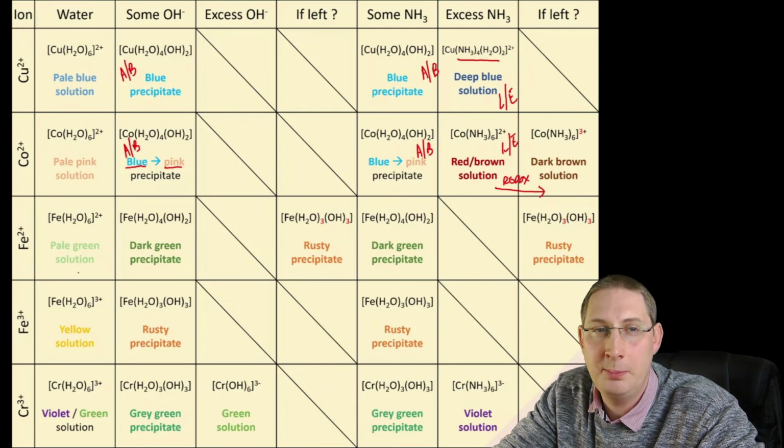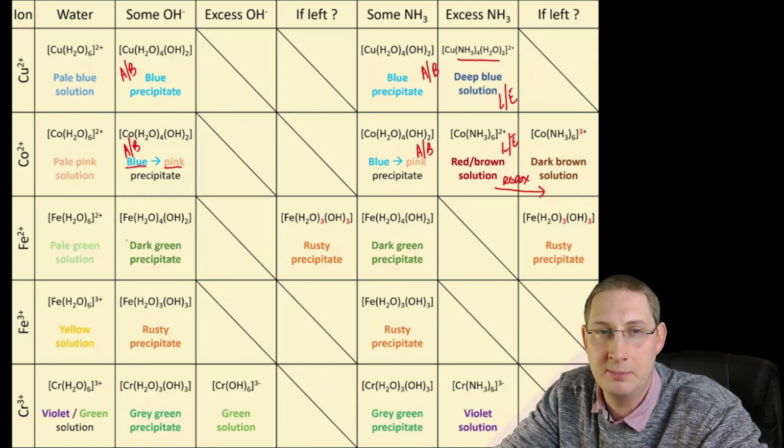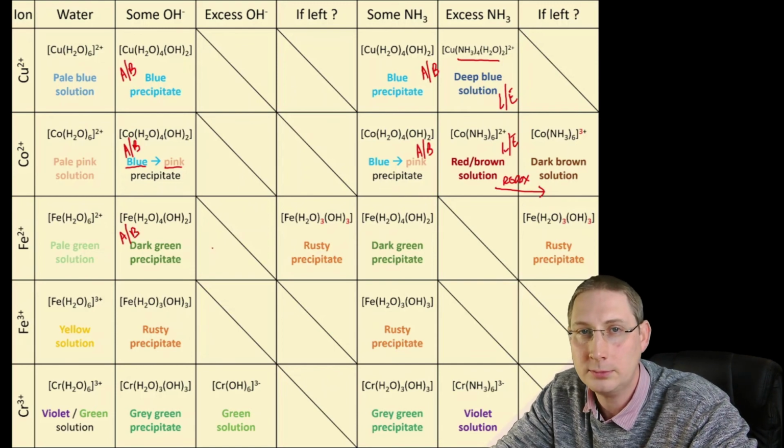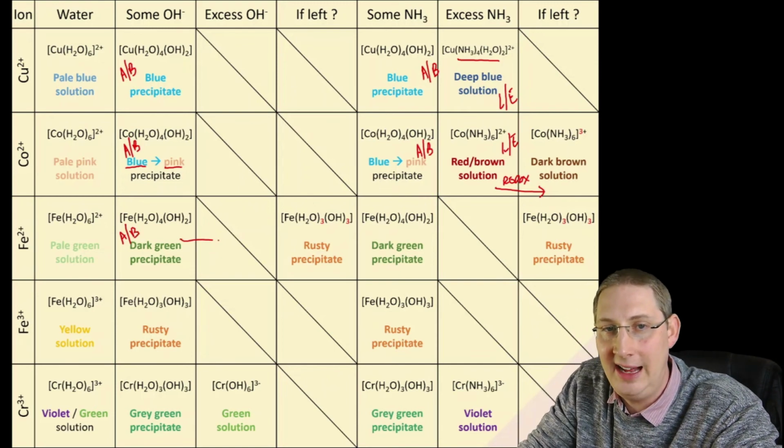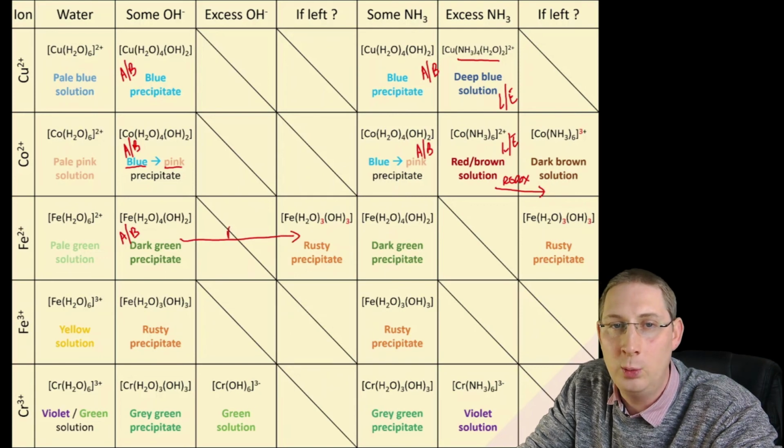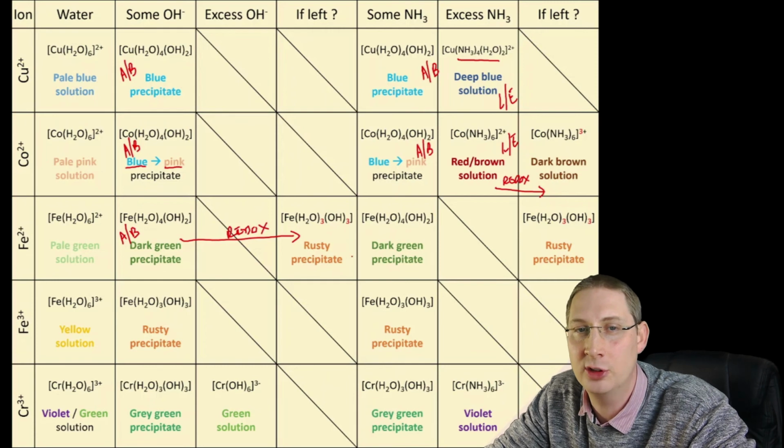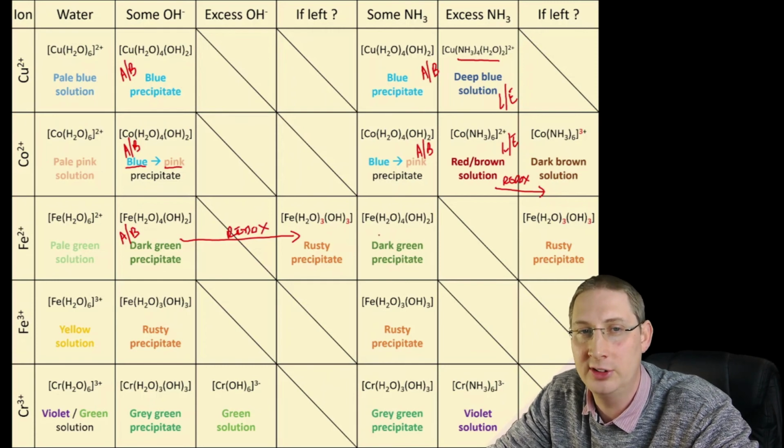Iron, you should know, is a pale green solution that gives you a dark green precipitate. What you wouldn't have known was that that is an acid-base reaction. If you leave that, then that will oxidize. Nothing happens if you add excess hydroxide, but if you leave it, it will oxidize.